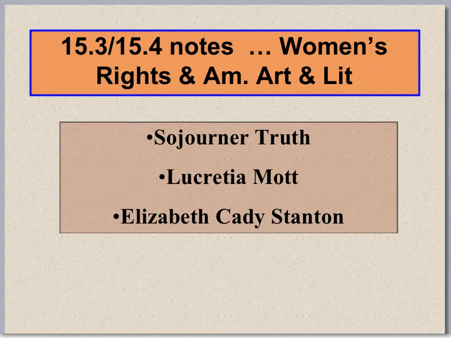Okay, in today's lesson, we're actually going to cover two sections, chapter 15-3 and 15-4. We're going to talk about women's rights and the American art and literature scene that begins to blossom in the 1840s and 1850s. All right? Now, to begin with, let's talk about some of those women's rights.